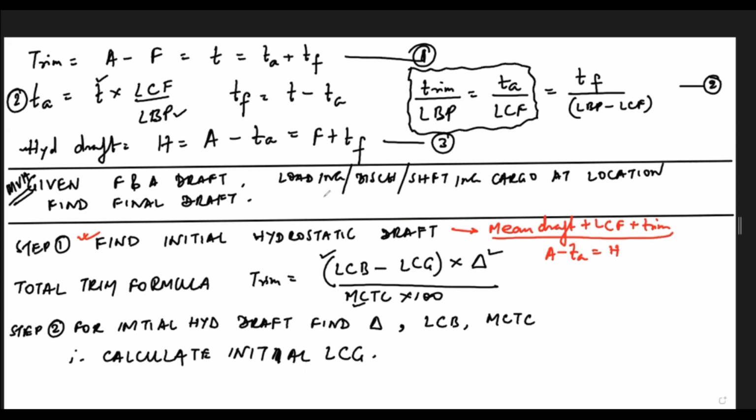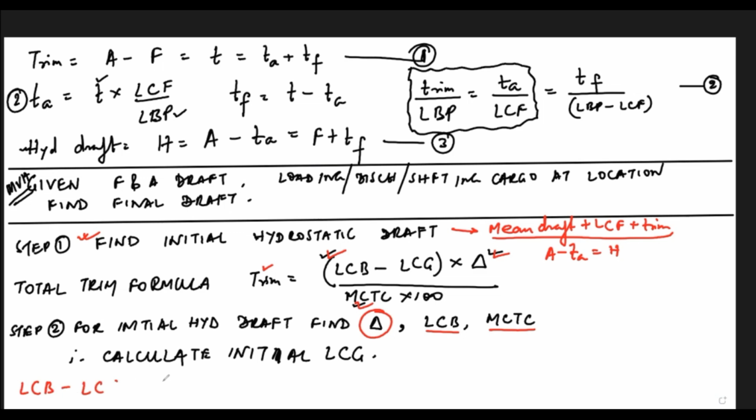Now for this initial hydrostatic draft, we will find these parameters, displacement, LCB and MCTC. Now, in the question, LCG is not given to me. But by using the total trim formula, I can calculate the initial LCG. The displacement I have found, MCTC I have found. Can I calculate LCG? How?